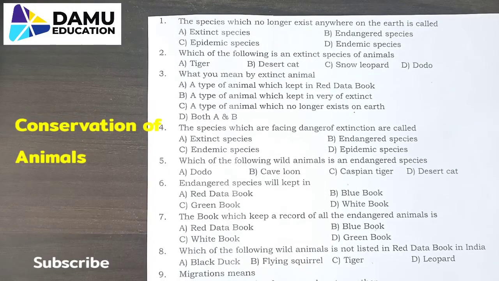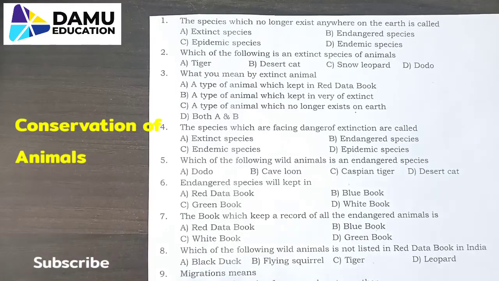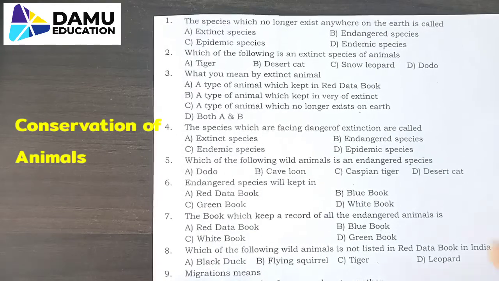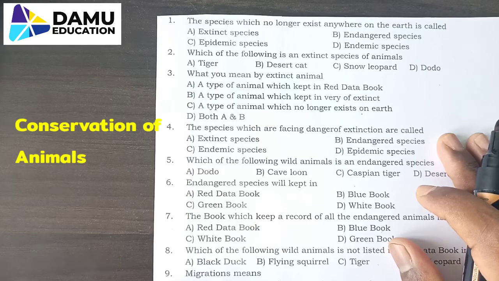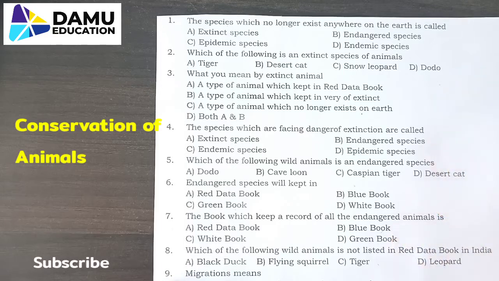So here we have already started the NEET course. The subject is biology, and in it we are covering frequently asked questions and multiple choice questions. Here we're going to start our new concept. The concept is the Red Data Book, extinct and endangered animals or species. Those are today's concepts.